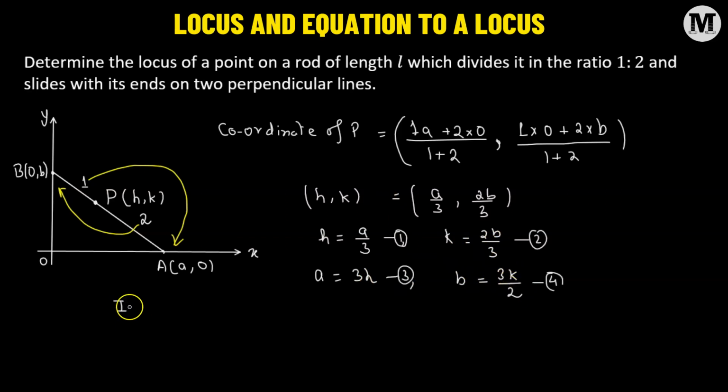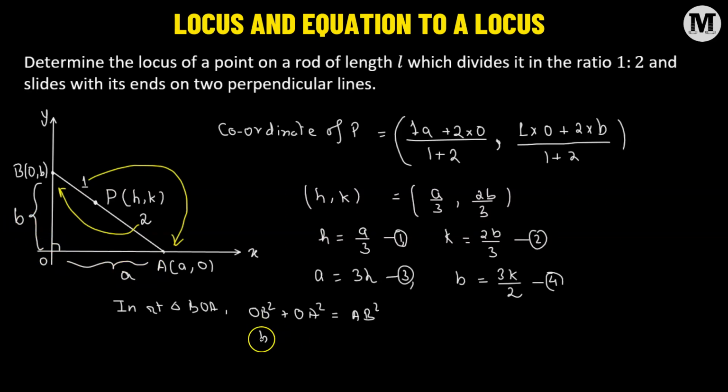Now we'll consider the right angle triangle BOA. So clearly it's right angled at O. So we can use the Pythagoras theorem. The Pythagorean theorem states that OB squared plus OA squared will be equal to AB squared. Fine. Now, what's OB squared? OB is nothing but the y-intercept, so that's the length b, and OA is the x-intercept with value a. So here we can replace OB with b and OA with a, and this will be equal to AB squared. What's AB? AB is nothing but the length of the rod, and it's already given here that the rod has a length of L. This will be L squared.